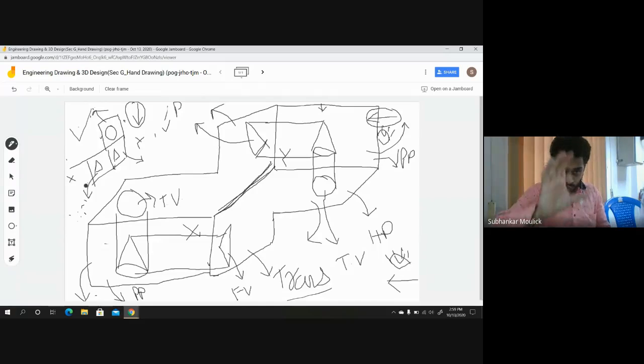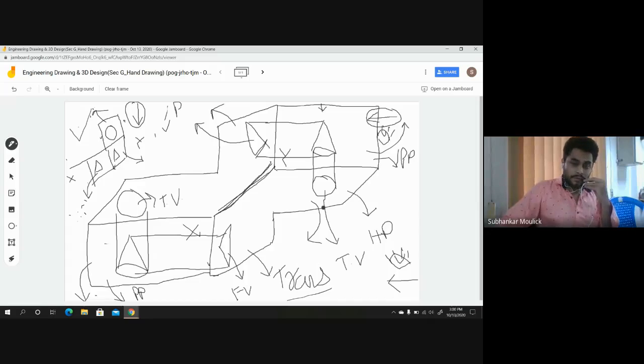So, if you see your second assignment, problem number one, the third problem and the fourth problem, you have to solve by first angle projection method, whereas only the second problem you need to solve by third angle projection method. But if in the problem nothing has been told about which angle projection method you have to follow, then always remember we will follow the first angle projection method. Is it clear? Any doubt so far?